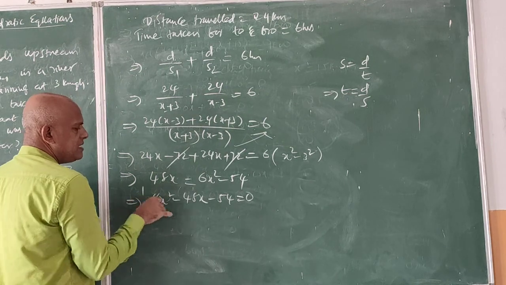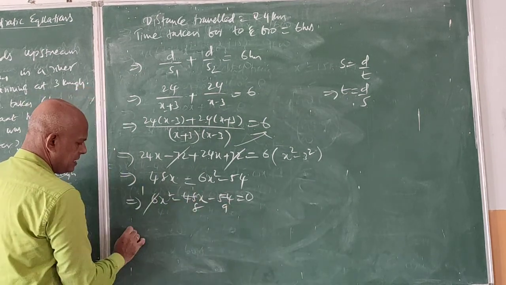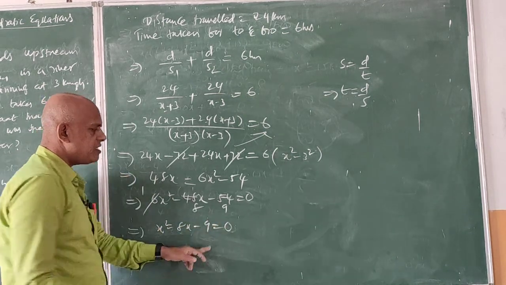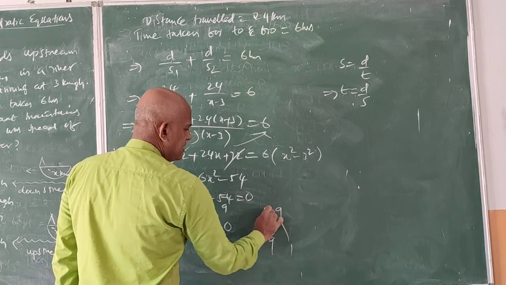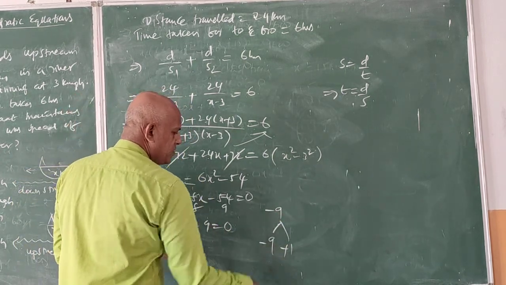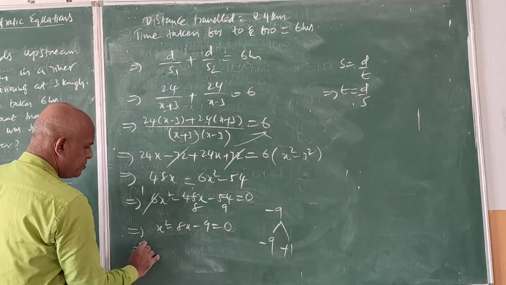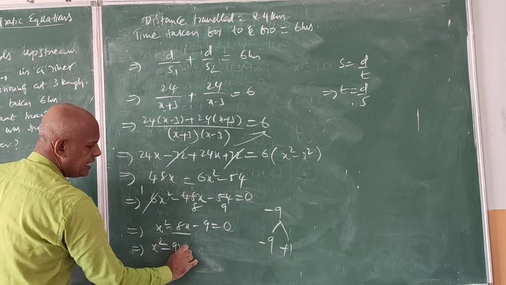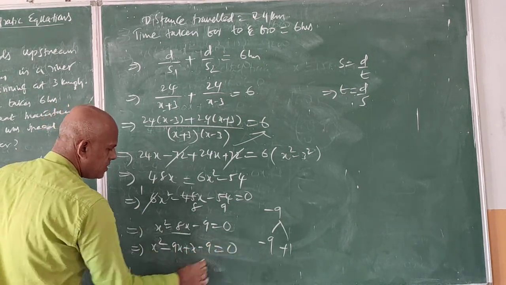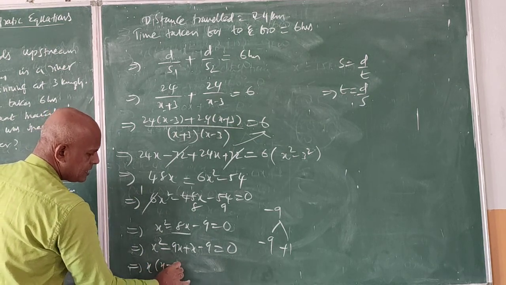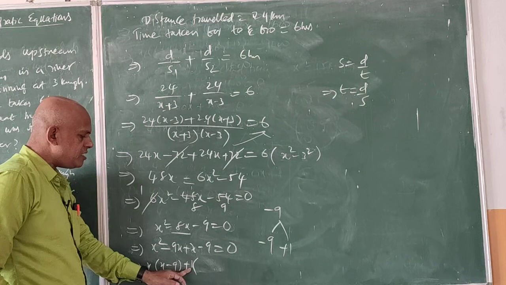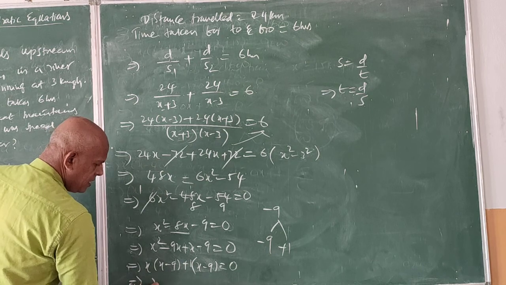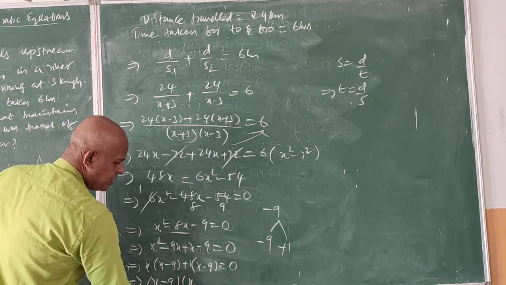6 can cancel: 6 ones, 6 eights, 6 nines, which implies x square minus 8x minus 9 is equal to 0. So factors of 9: 9 ones are 9. So minus 9 and plus 1, minus 9 plus 1 is minus 8. So x square minus 8x can be written as x square minus 9x plus x minus 9 is equal to 0, which implies x common, x into x minus 9, plus 1 into x minus 9 is equal to 0. So x minus 9 common, x plus 1 is equal to 0.